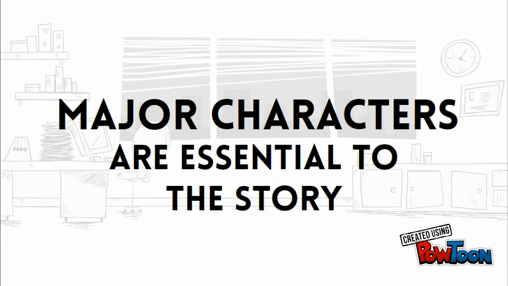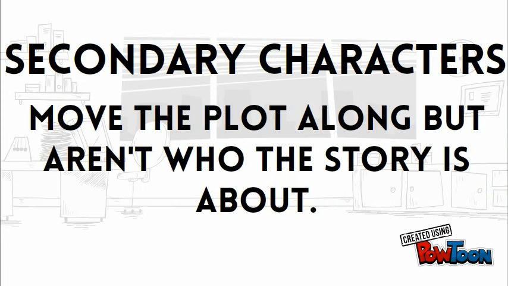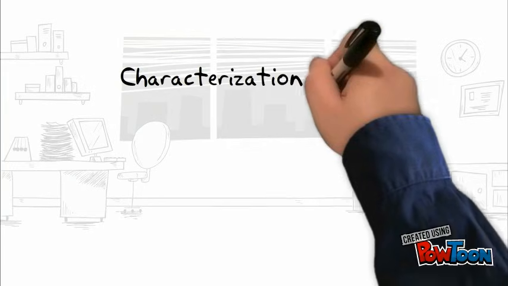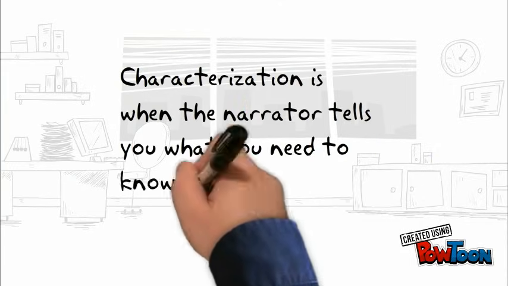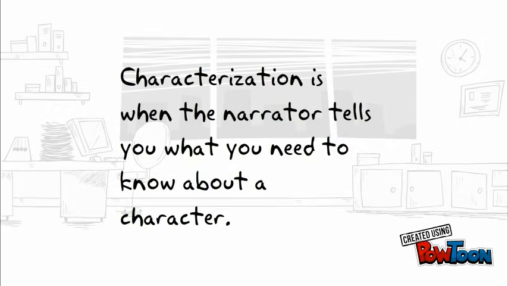We have major characters who are essential to the story, and we have secondary characters who move the plot along but aren't who the story is about. There's also different kinds of characterization. Characterization is the word we use when we mean how the narrator tells us about a character.